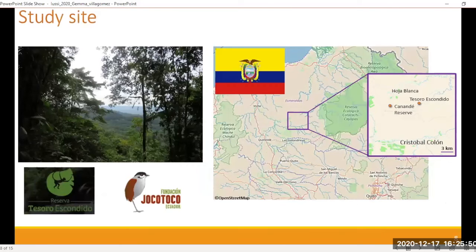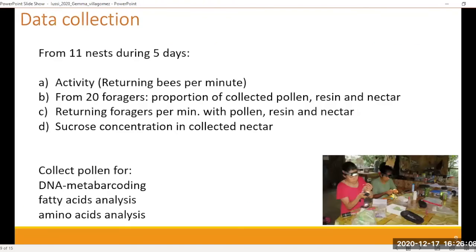For this, I traveled to Ecuador, to the so-called Choco region in the northwest part of Ecuador. I stayed in two reserves, the Canandé Reserve and Tesoro Escondido Reserve, where I walked around the forest and looked for wild nests. Once I found the nests, I selected 11 of them.